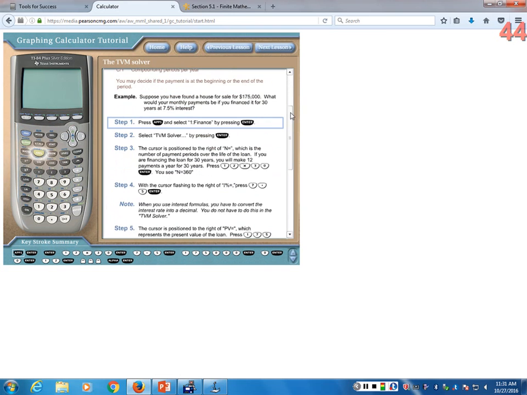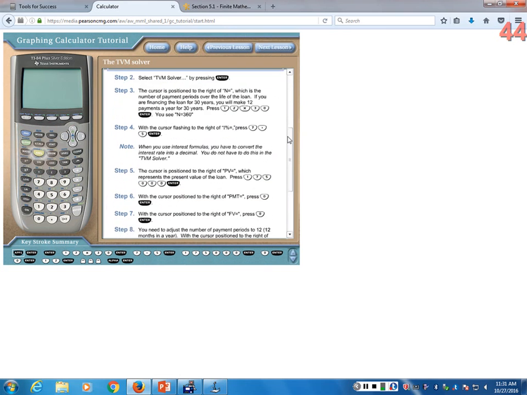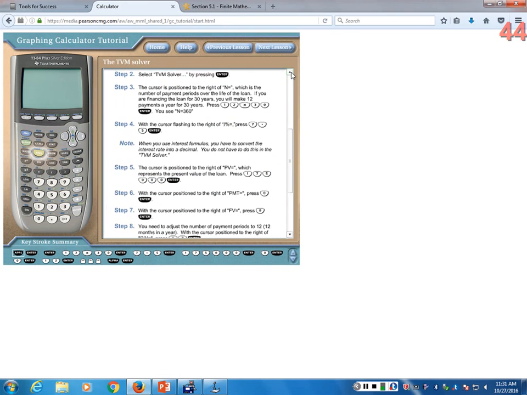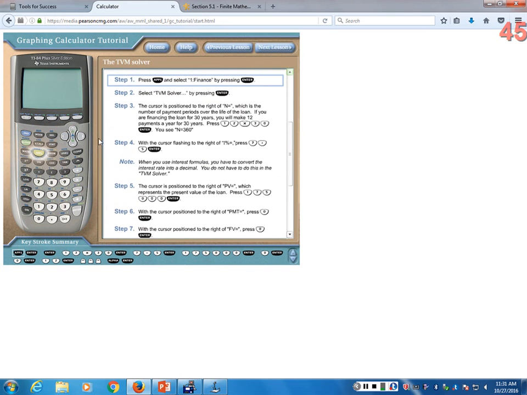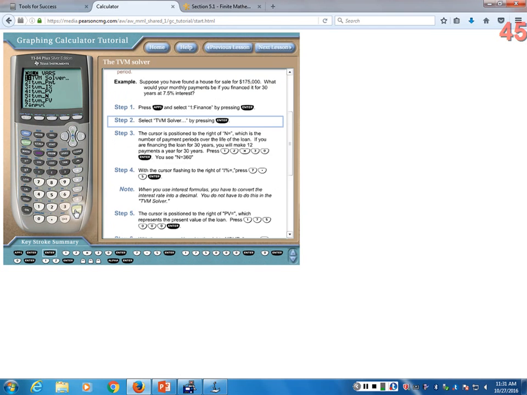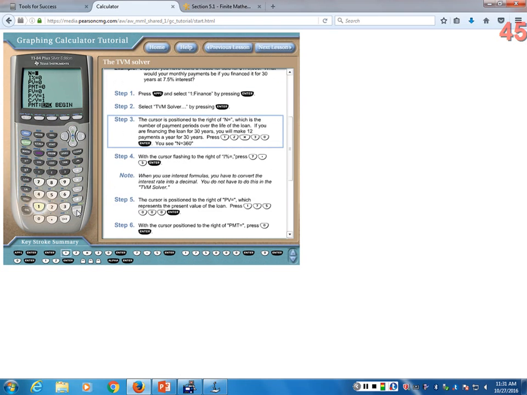I'm going to scroll down so we can see the steps. And you can work with me on your calculator. So on the TI-84, you press Apps. And then since Finance is chosen, you choose Enter. And then you choose TVM Solver by hitting Enter. And we'll do the problem that they're asking us to do.